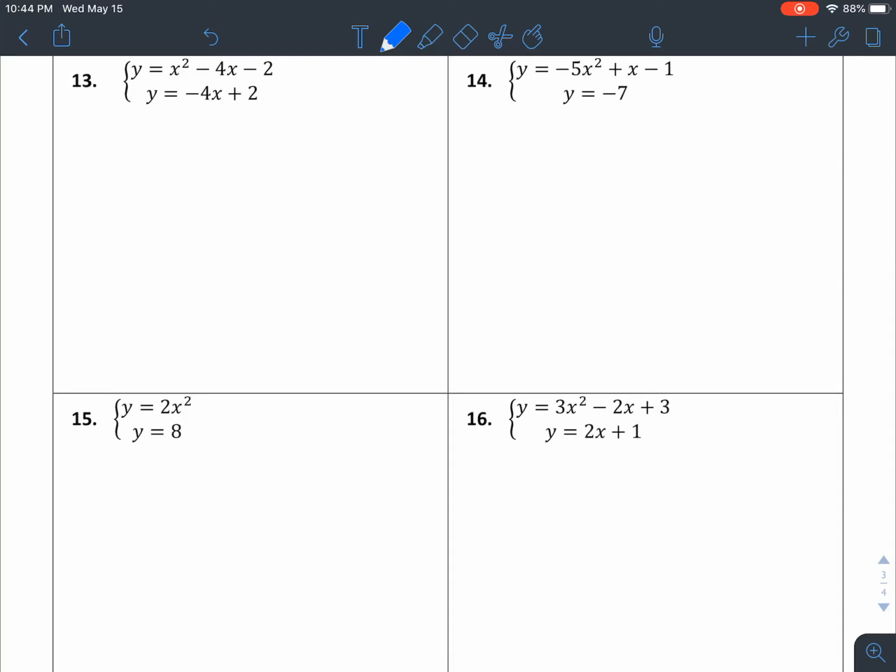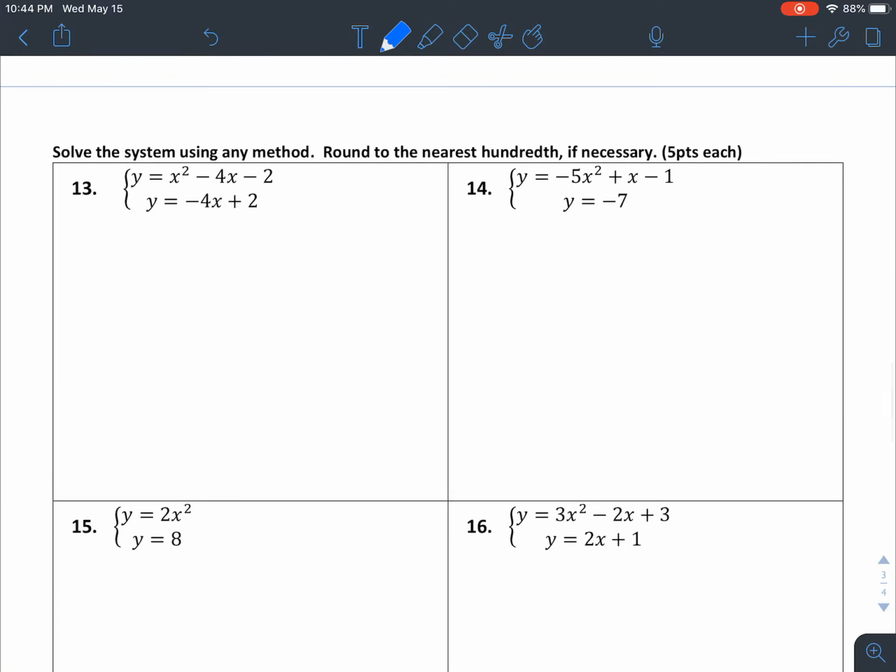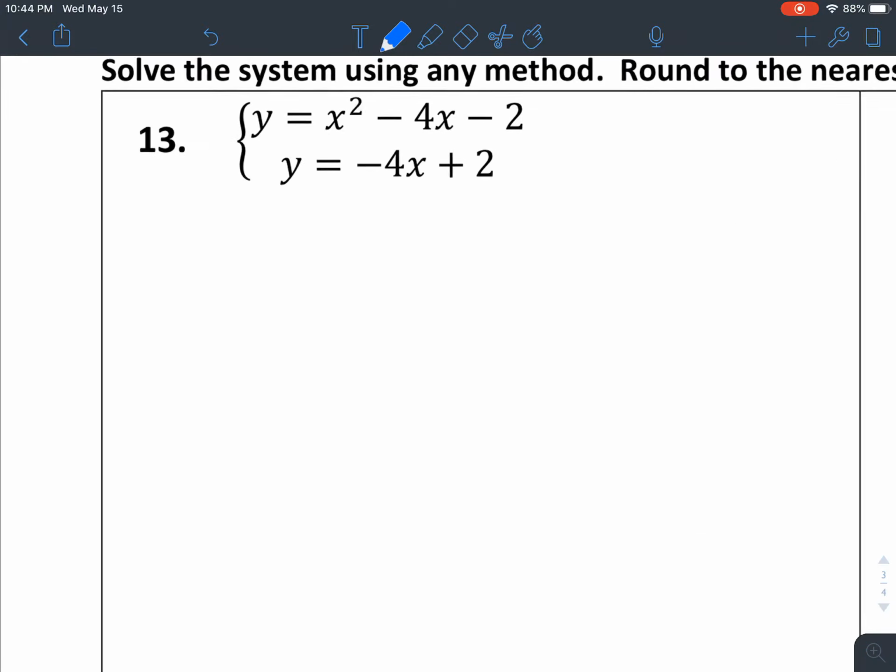So I'm just going to do number 16 with elimination. The other 3, I'm going to do substitution just because that's my preferred method. So let's just start with number 13.